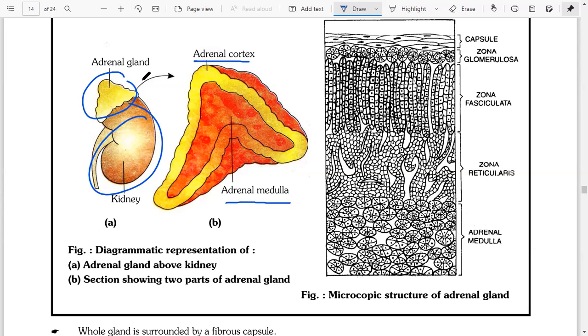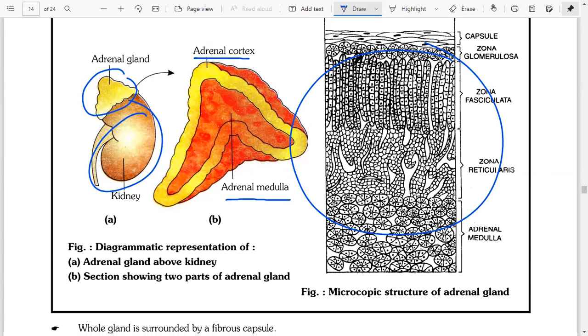In the name of zona: the first outer part is the zona glomerulosa, in between the middle is zona fasciculata, and the innermost is zona reticularis. So these are the internal structures of the adrenal gland. It is not needed; it is the microscopic structure of the adrenal gland.